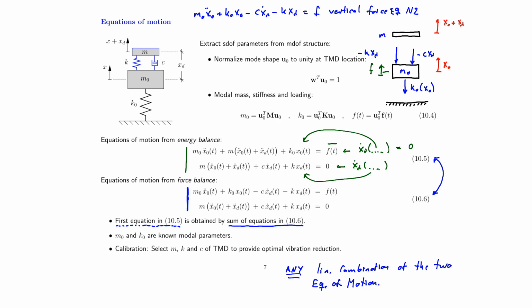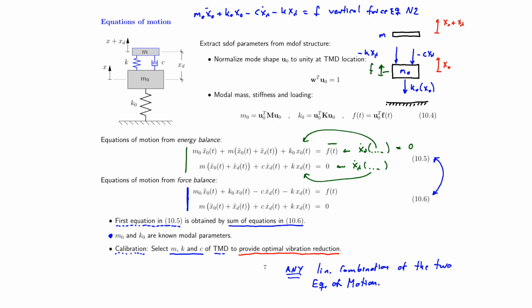So it's really up to you to choose which of these formalisms you want to use to find your equation of motion. In general, of course, m0 and k0 are known values from modal analysis, whereas our task is to calibrate m, k, and c of the TMD so that we get optimal viscous vibration reduction. That means maximum or the best performance that we can get from the TMD. Or in many cases, sufficient performance, because the more mass you add into your TMD, the more expensive it also becomes. So there's also a commercial side of the analysis.